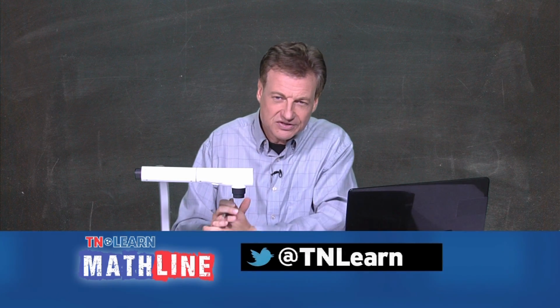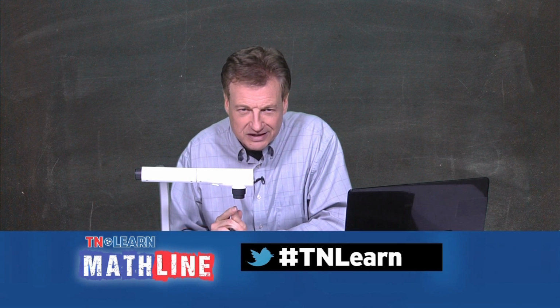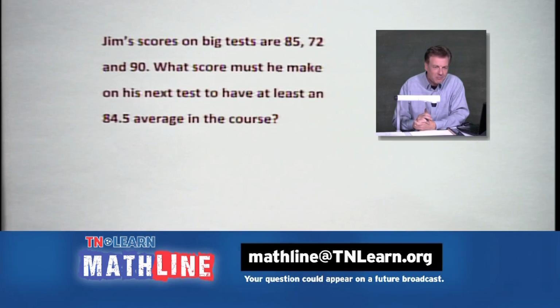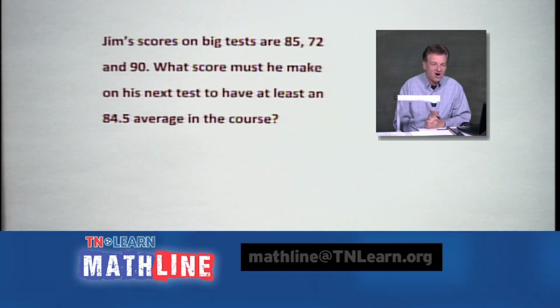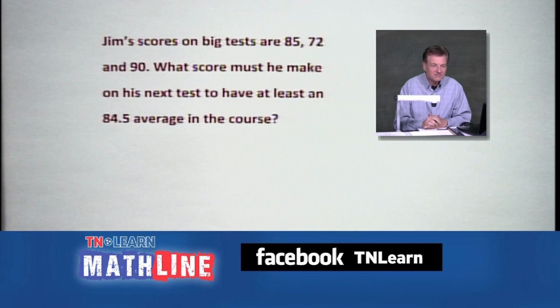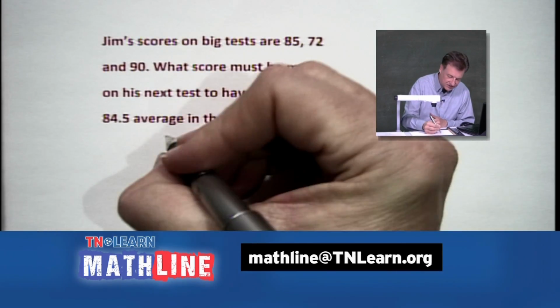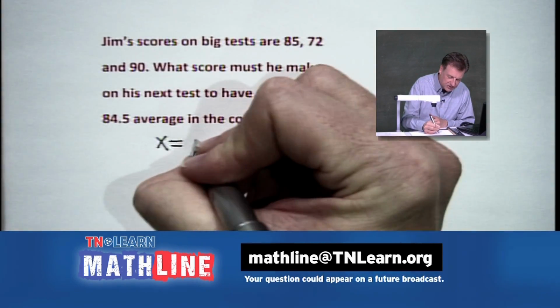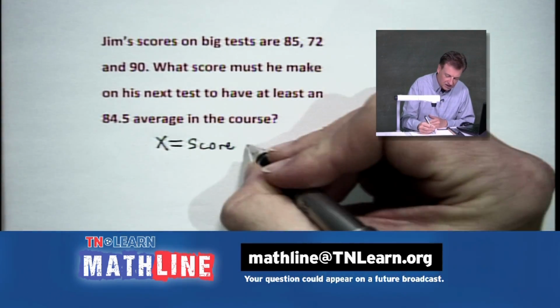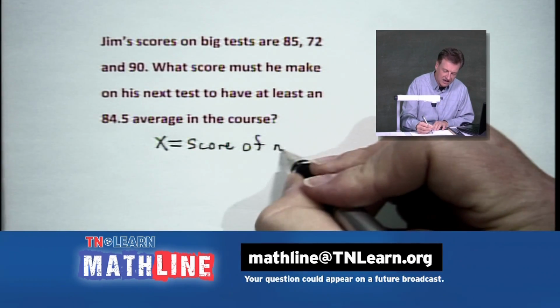Now, I have students all the time who want to know, how much do I have to make on this test to get a B, or how much do I have to make on this test to get an A if I've got these scores already? So here's what we're going to do. We're going to look at this thing. It says Jim's scores on big test are 85, 72, 90. It says what score must he make on the next test? So folks, we're going to let X be the score of the next test, all right?